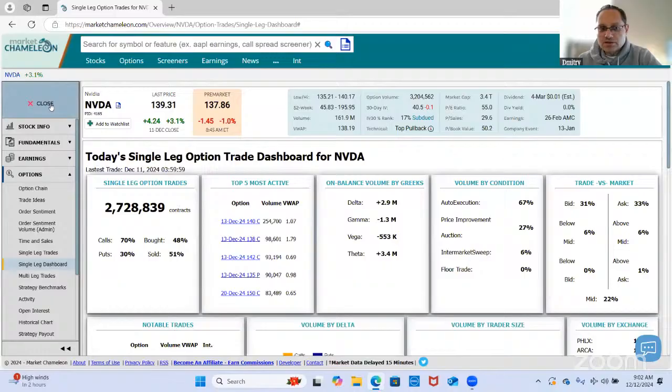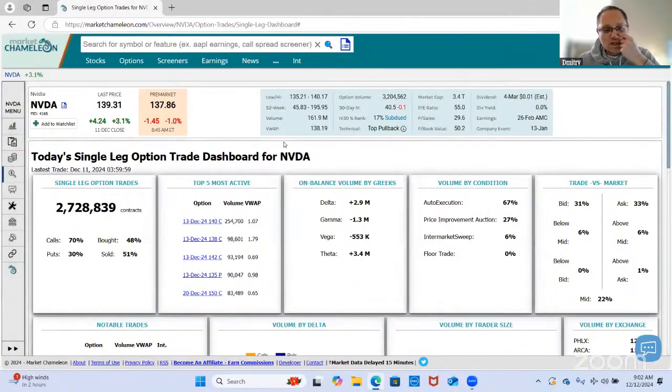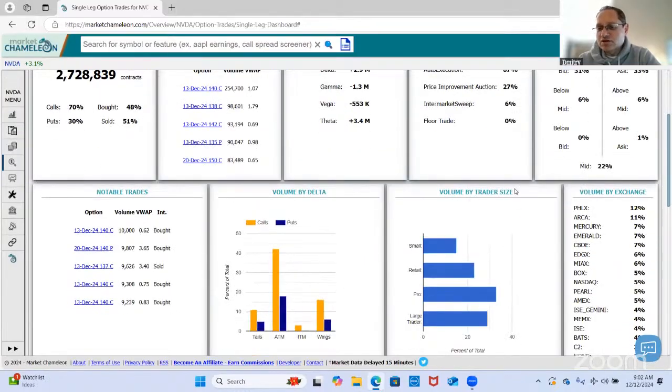I'm going to close the menu to expand the screen. We covered the top portion yesterday and stopped, I believe, right here, volume by trader size. So let's just continue discussing what type of insights we could get when we're analyzing the single leg option trade volume. So these are option trades that don't include multi-leg or contingent trades. Okay, we're isolating them and analyzing them on their own.